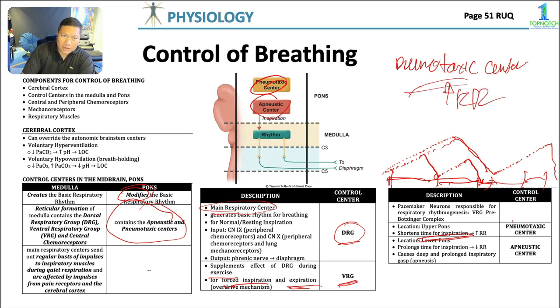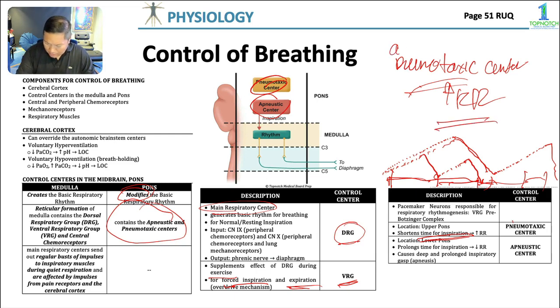Okay, pneumotaxic center. Parang may pneumonia. Di ba sa pneumonia, hindi pwedeng kalimutan yung pag-measure mo sa respiratory rate. Kailangan talaga pinapabilang yan, especially sa community. So, pneumotaxic center will increase your respiratory rate.